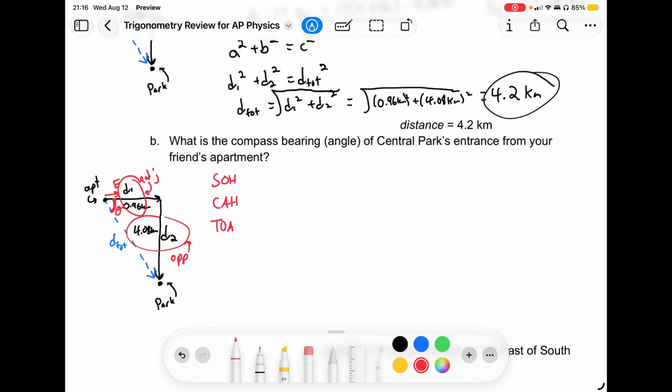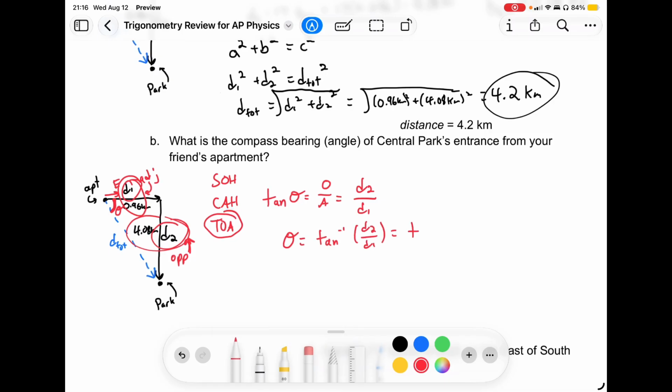So if we're looking for adjacent and opposite, we want to use the trigonometric operator from SOHCAHTOA that uses the opposite and the adjacent, and that's our TOA, and that tells us tan theta equals our opposite over our adjacent. In this case, our opposite was D2, and our adjacent was D1. So that's D2 over D1. And that means that our theta equals the inverse tan of D2 over D1.